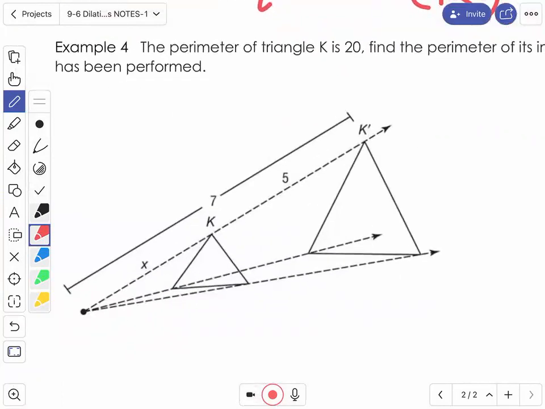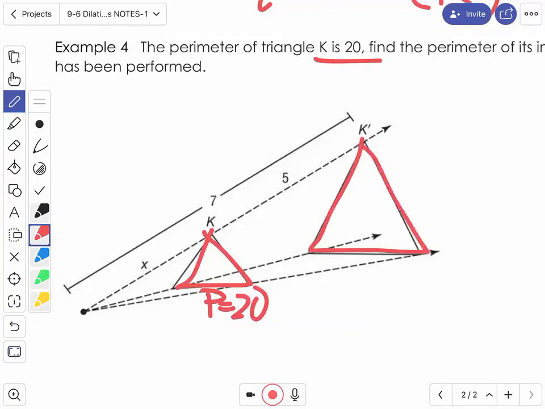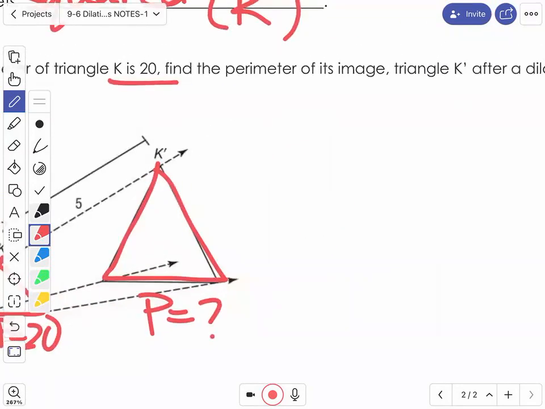So the perimeter of triangle K is 20. That is our original one. Find the perimeter of its image, K prime, after a dilation has been performed. So we need to get the perimeter of the bigger one, and that's what we're going to try to find. So step 1, we've got some steps here to follow. Step 1, find the scale factor.